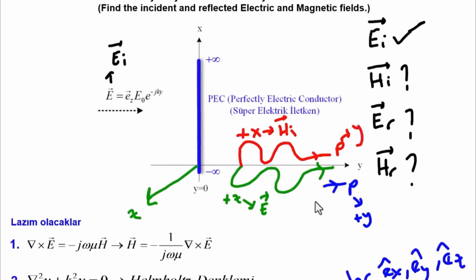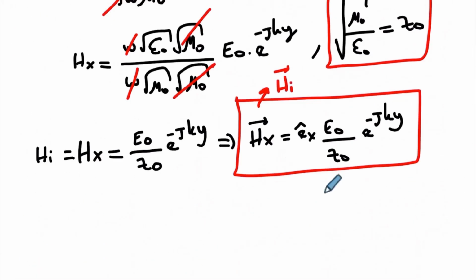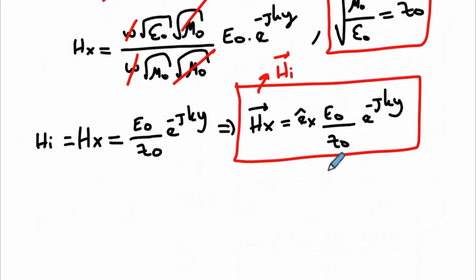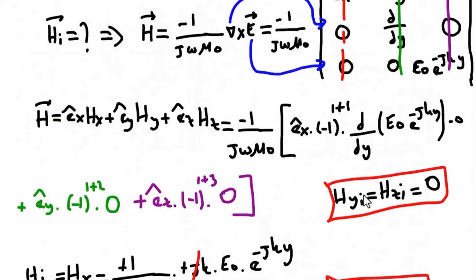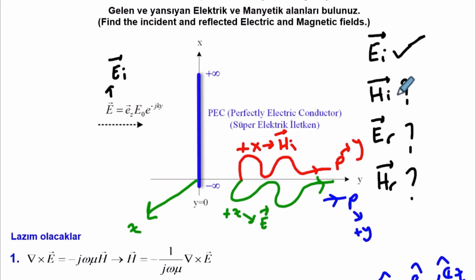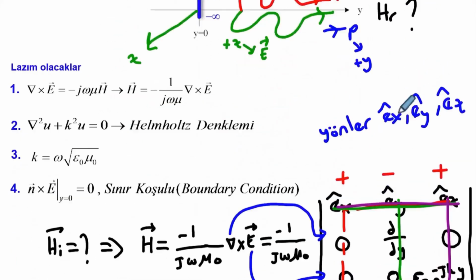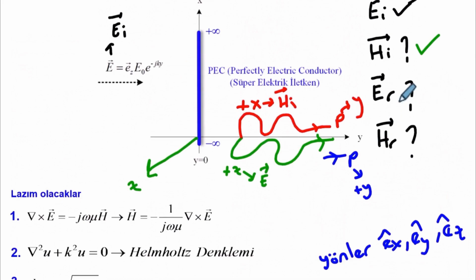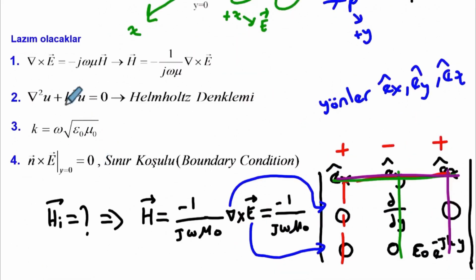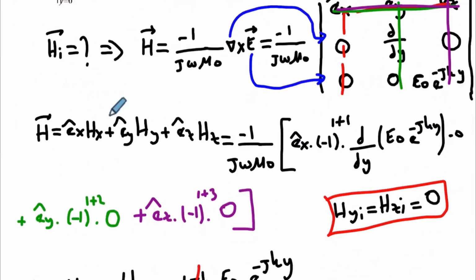We've also proven this. Friends, unfortunately, it's not over yet. Here we found H2, let's mark it. Right now, I found the incident as hx, friends, and I found everything with its magnitude value. What's left are the reflected ones, and I still haven't used Helmholtz. We have to use Helmholtz here, friends.